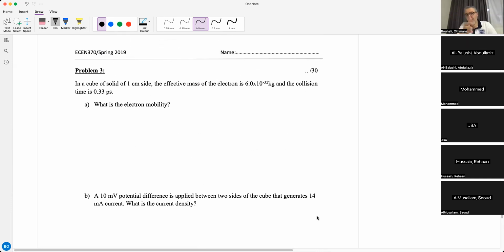Again, look, sometimes you are lucky to get an exam like this, or a problem like this one. Problem 3, 30 points. This is a gift, by the way. So in a cube of 1 centimeter side, the effective mass of the electron is 6 10 to the minus 32 kilogram, and the collision time is 0.33 picosecond.